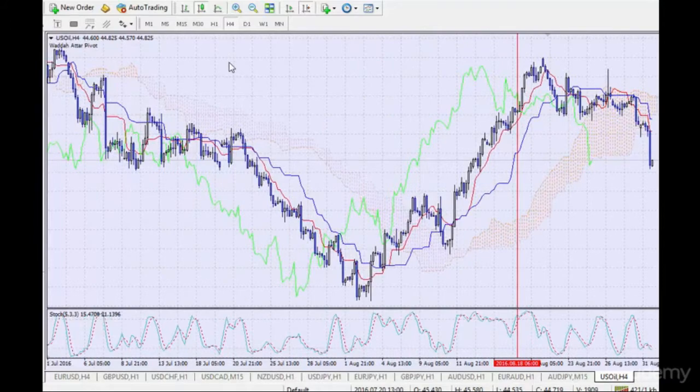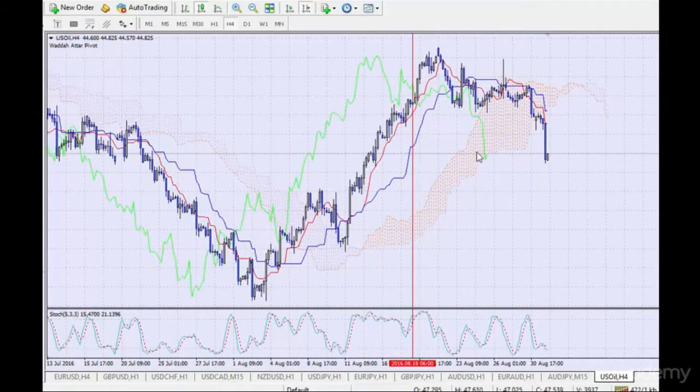Also, with the Ichimoku, we have what's called the cloud. This thing here is the cloud of the Ichimoku, and this just represents support and resistance levels. Whenever prices break above the cloud, that's a buy signal, and whenever prices break below the cloud, that's a sell signal. So the cloud also gives you buy and sell signals. The bigger the cloud, the stronger the trend. So when you have a very big cloud, that's telling you the market is in a very strong trend.